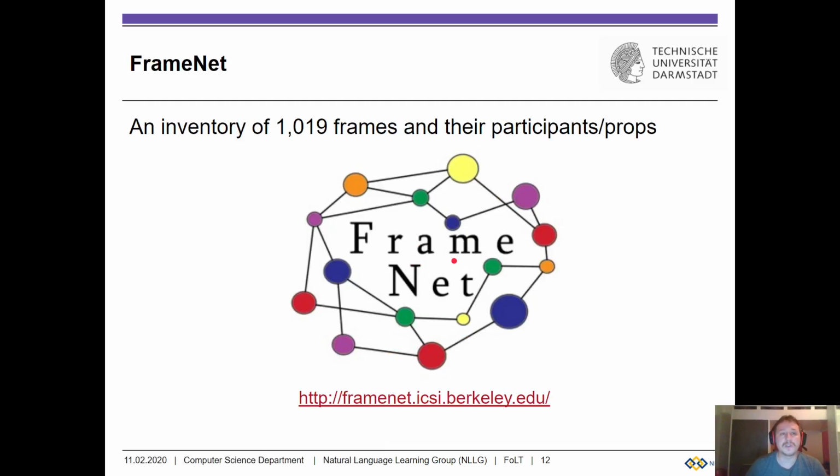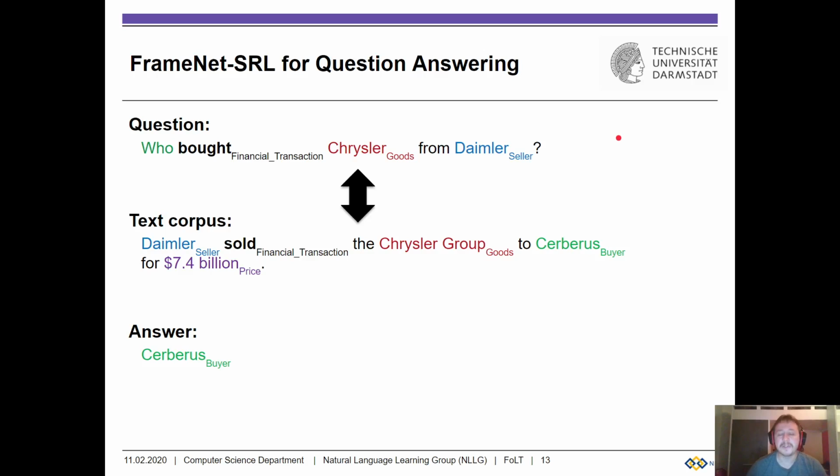So there's also a lexical resource, or an NLP resource, for this semantic frame concept, and this resource is called FrameNet, and it contains about 1,000 frames, so about 1,000 prototypical situations, along with their participants and props, etc. So I will not go more into the detail of FrameNet, but let me just quickly outline how we could use this semantic role labeling for doing actual NLP tasks such as question answering.